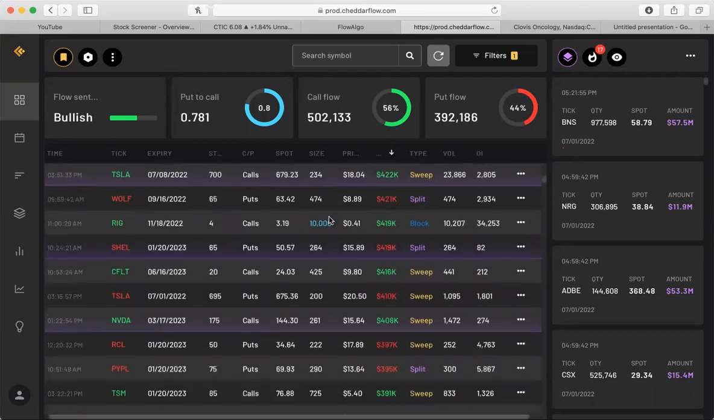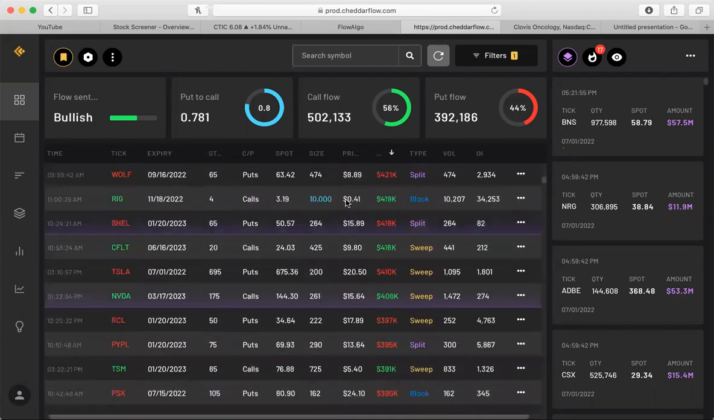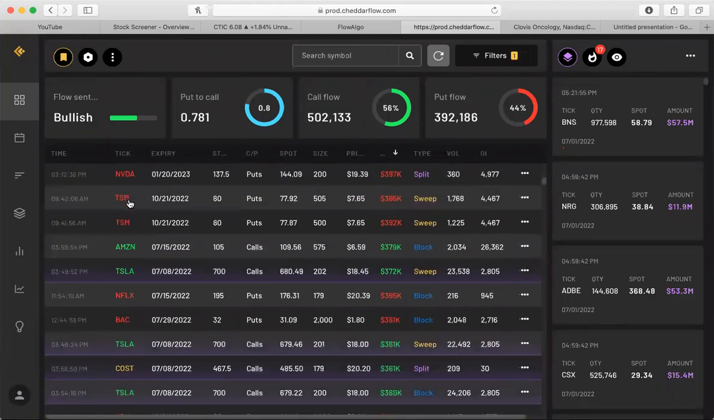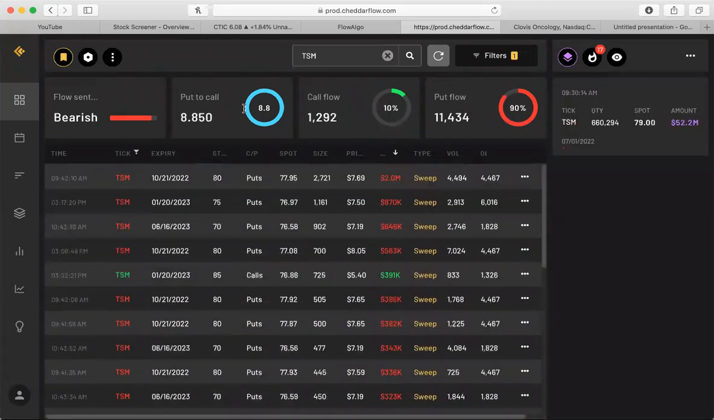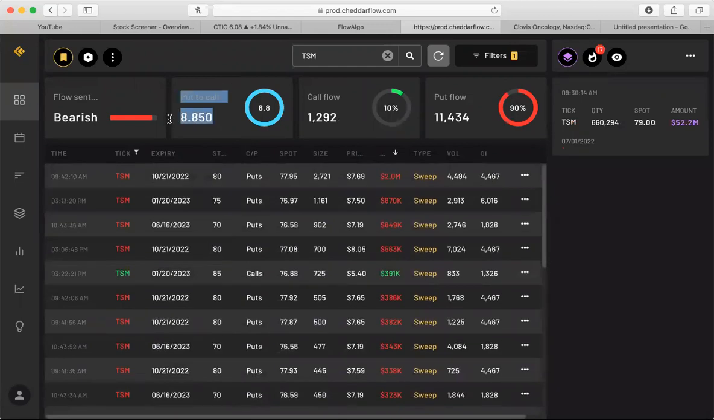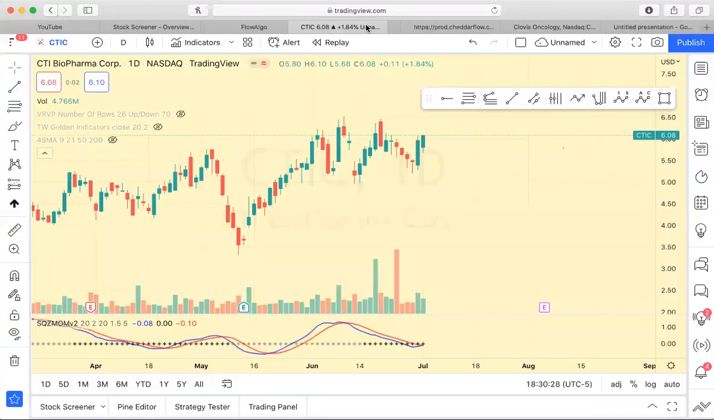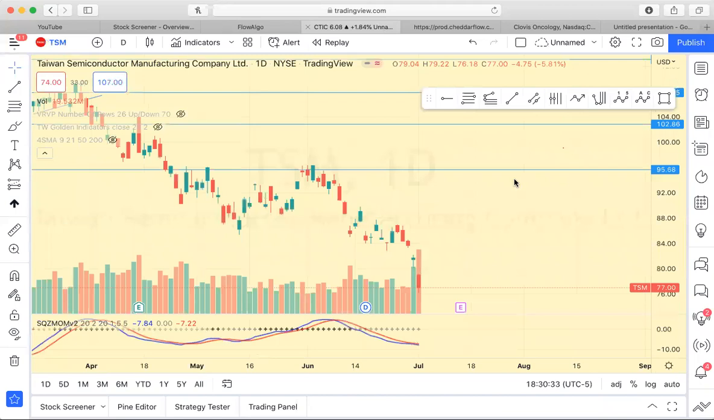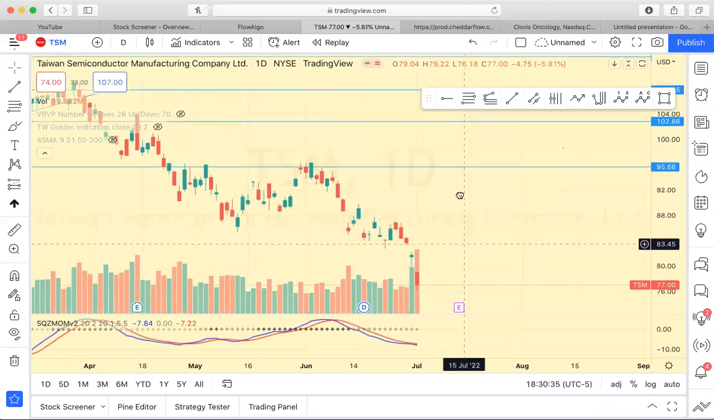And then these small companies, $4 calls while the stock is $3.19, 10,000 of them. That's a pretty big trade, right? And then like TSM, I see for every one call, there were 8 puts. So TSM, I would be watching for puts, right? Even though it's kind of already extended to the downside a little.